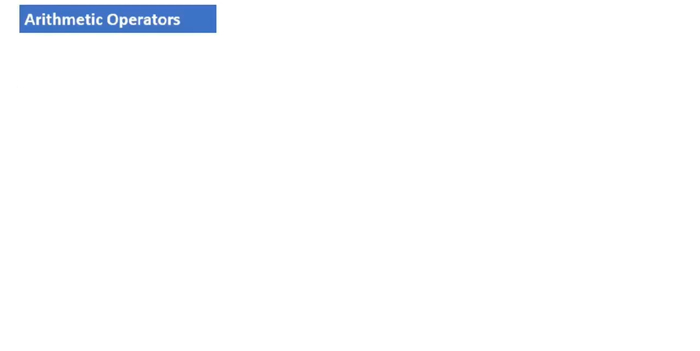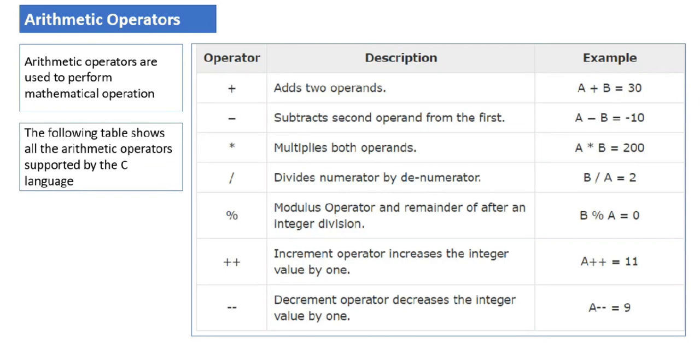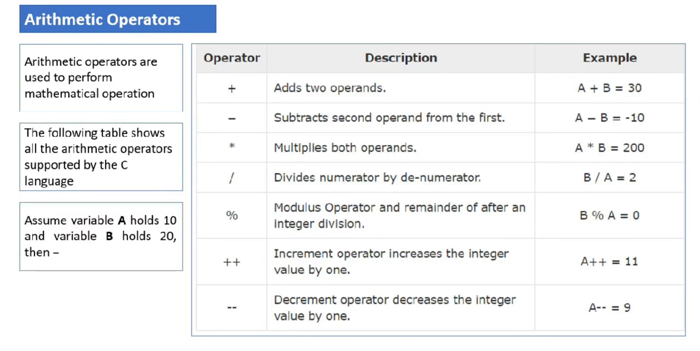Arithmetic operators. Arithmetic operators are used to perform mathematical operations. The following table shows all the arithmetic operators supported by the C language. Now assume variable A holds 10 and B holds 20. Then this is the table for the operators and the result. Like plus, so A plus B, that is 10 plus 20, 30. Minus, that means 10 minus 20, minus 10. Multiplication, 200. Division, 20 by 10, that is 2.